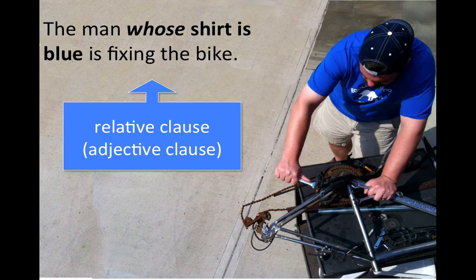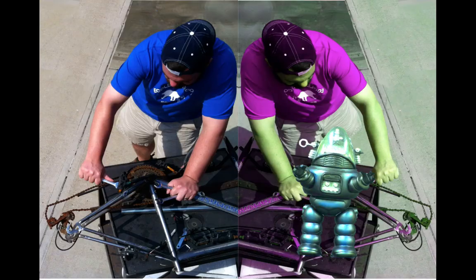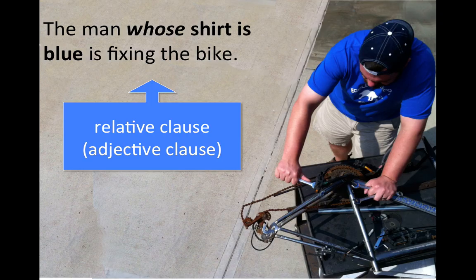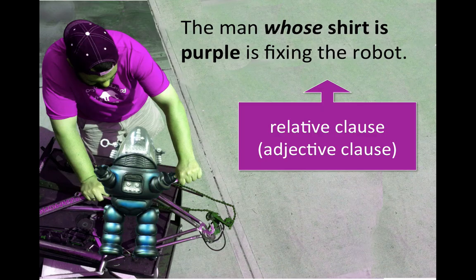Let's look at an example. If I say the man whose shirt is blue is fixing the bike, then you know of these two men, I'm talking about the one with the blue shirt. The man whose shirt is blue is fixing the bike. Again, this is a relative clause, an adjective clause. I could also say the man whose shirt is purple is fixing the robot. Again, I'm identifying which man is working on which object.